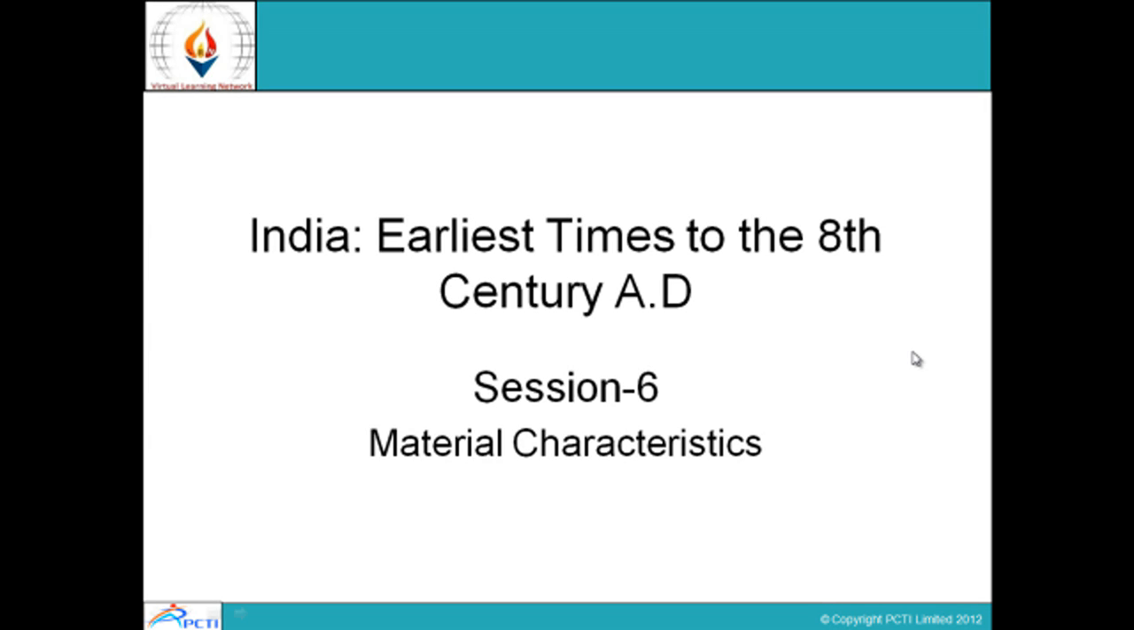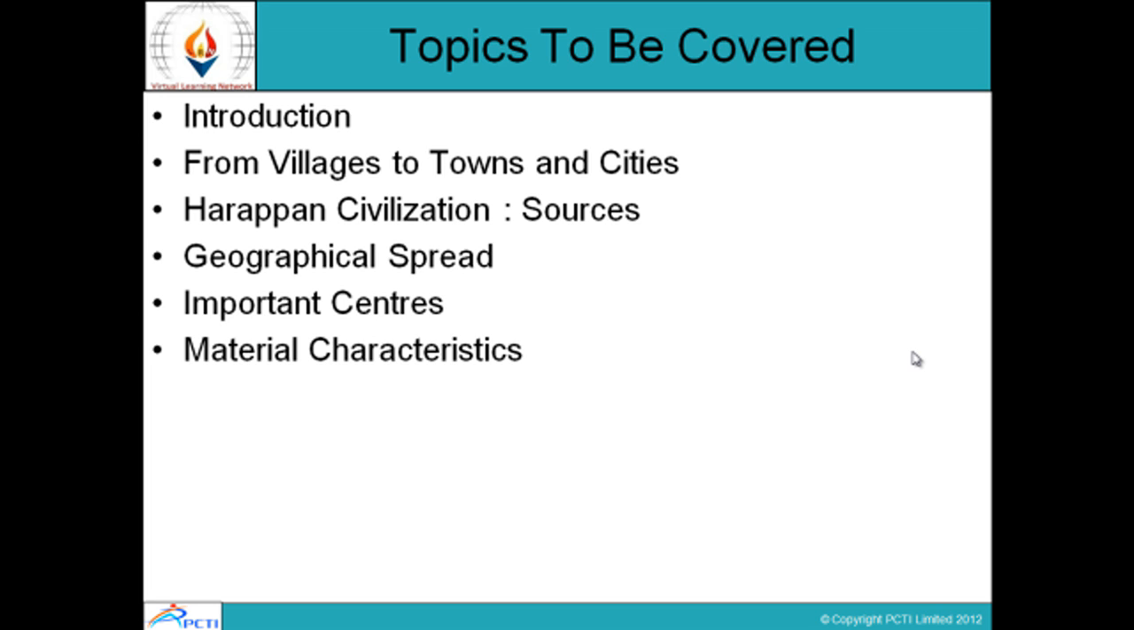This is session number 6 of India, earliest time through the 8th century AD, and the chapter is Material Characteristics. Topics to be covered are Introduction, From Villages to Towns and Cities, Harappan Civilization, Sources, Geographical Spread, Important Centers, and Material Characteristics.